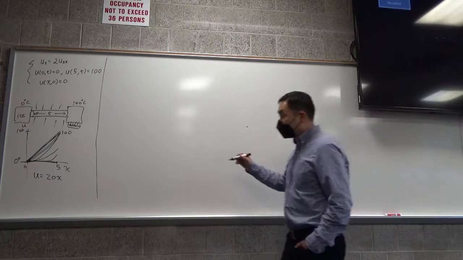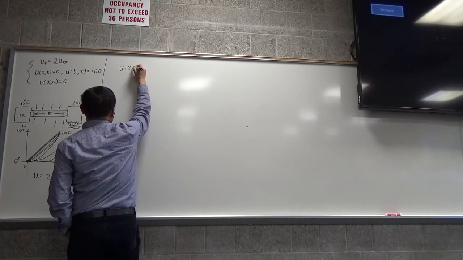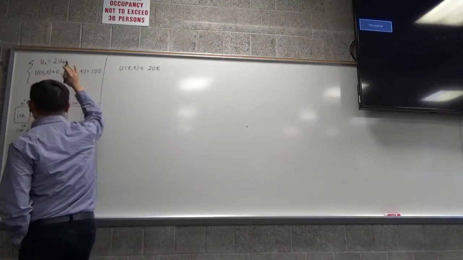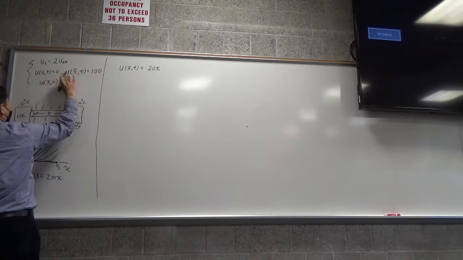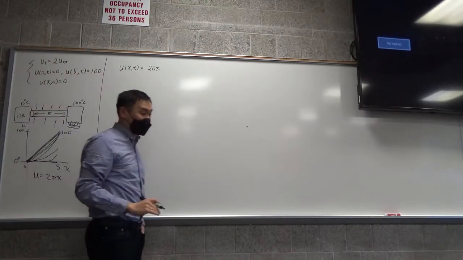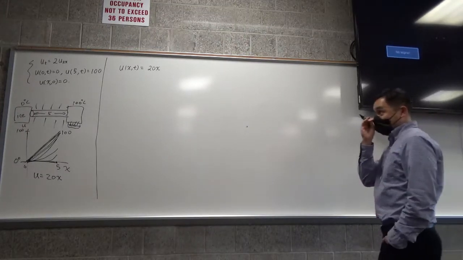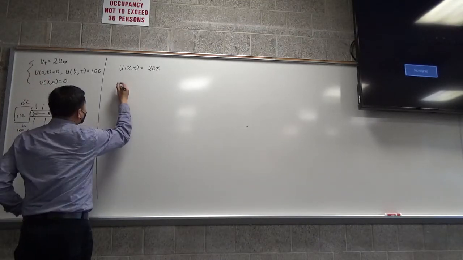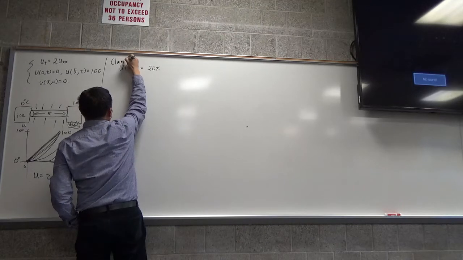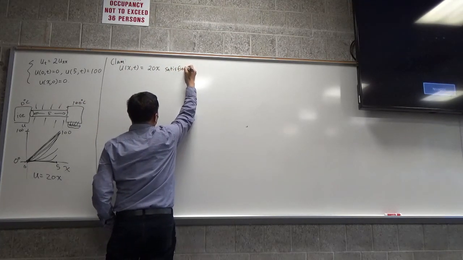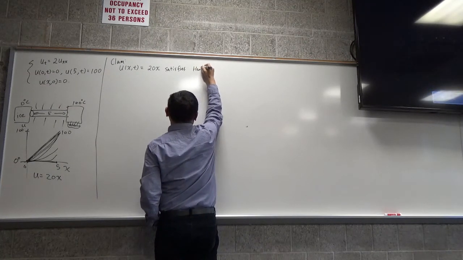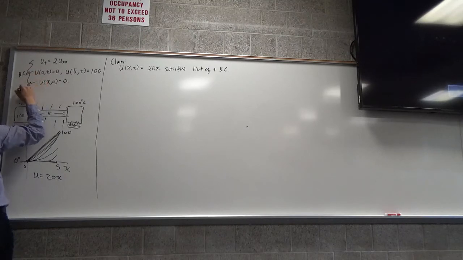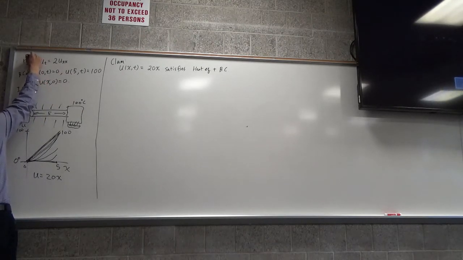Although I want solutions to be a function of x and t, I'm claiming that this solution 20x will satisfy these two conditions, not the initial condition, but just the heat equation and the boundary conditions. To check whether this satisfies the heat equation, the claim is that it satisfies the heat equation plus the boundary conditions. Remember, this one's called the boundary conditions, this one's called the initial condition, and this one's called the heat equation.